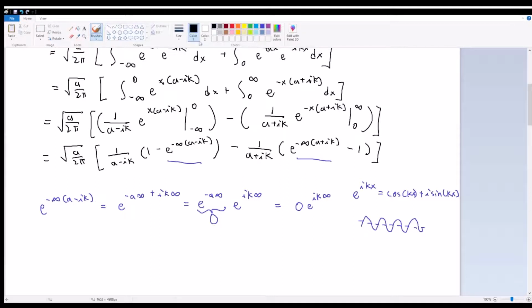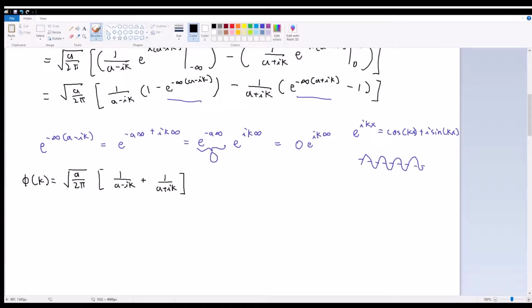So because of that, we just plug that in, and what we have left is phi of k is equal to square root of a over 2 pi multiplied by 1 over a minus ik times 1, which is just 1 over a minus ik, and then subtracted by 1 over a plus ik times -1. So the two negatives are going to cancel out, and we have plus 1 over a plus ik. And from here, we just combine these two fractions. Remember, look at this, they're complex conjugates, so the imaginaries are all going to cancel out.